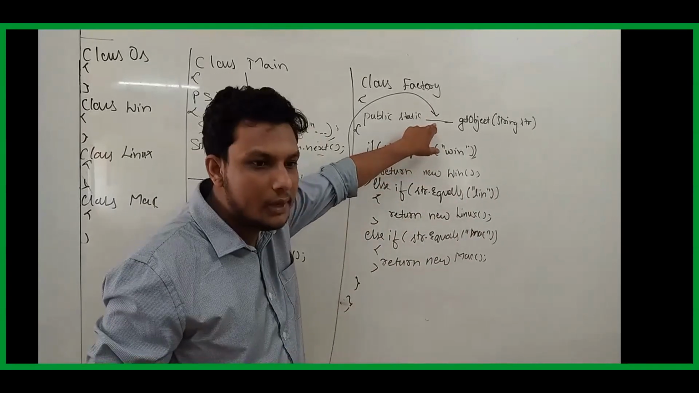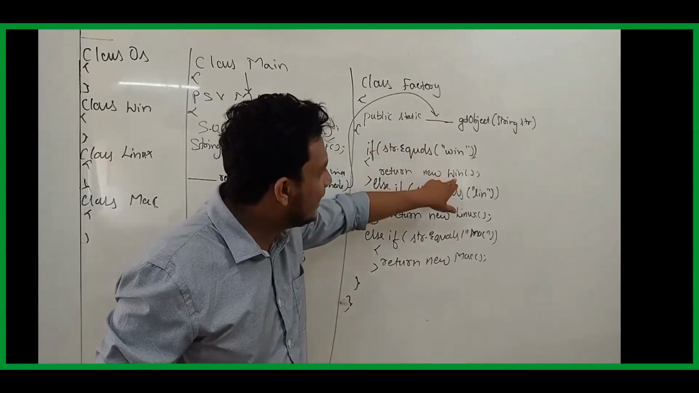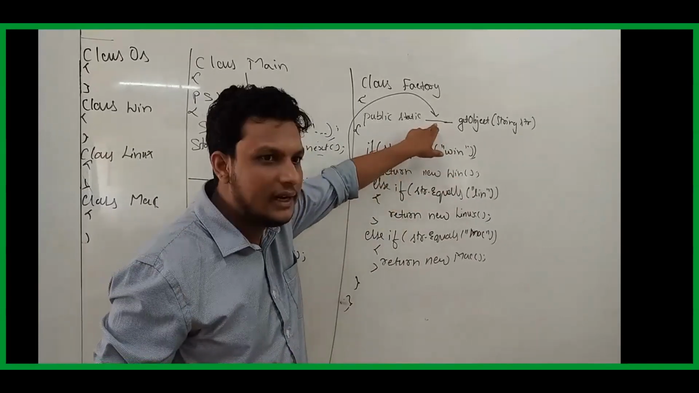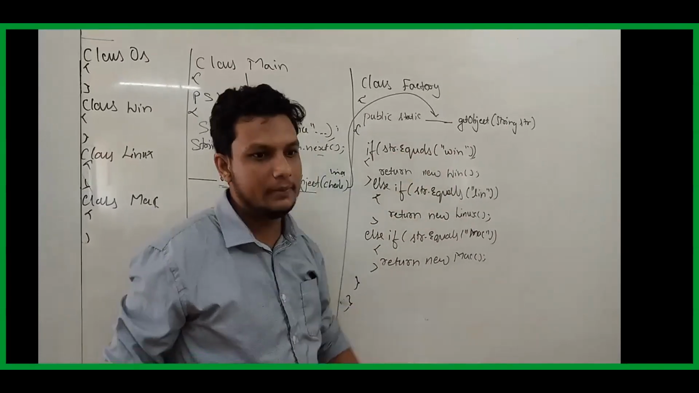Can I write the return type of this method as a String? No, right? Why? Because a String cannot contain a Windows object. I cannot say int, since int cannot contain a Windows object. Yes or no? Then what should be the return type of the method?